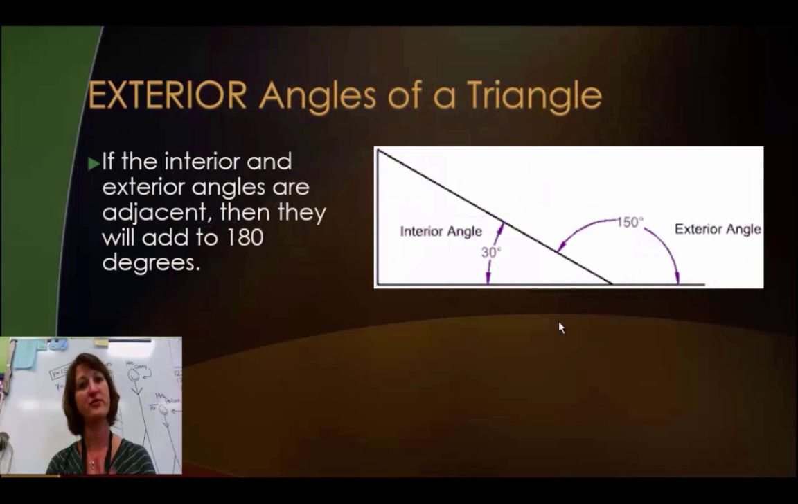Exterior angles. There's really two different ideas that we'll talk about with exterior angles. First is if you have an interior angle and an exterior angle right next to each other, they'll form a straight line, and in a straight line there's 180 degrees.